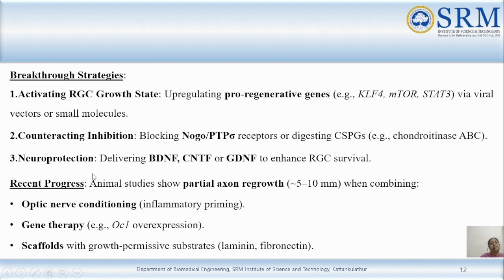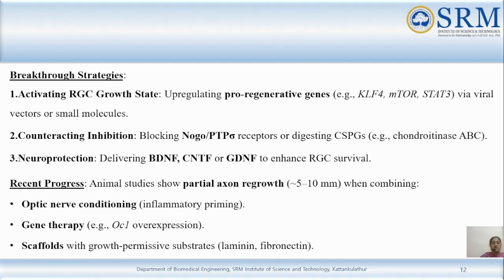Neuroprotection. So, we can deliver certain neurotrophic factors like BDNF, CNTF, or GDNF to enhance the RGC survival rate. So, what are some of the recent progresses that are done in this field? Animal studies have shown that partial axonal regrowth of around 5 to 10 millimeters was observed when they combined optic nerve conditioning, wherein they used inflammatory priming along with gene therapy. They have used OC1 overexpression, and they have also used a scaffold with growth permissive substrates such as laminin, fibronectin, etc. What is inflammatory priming?